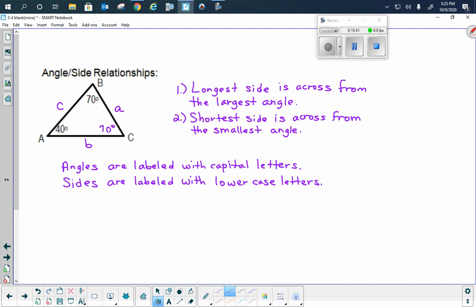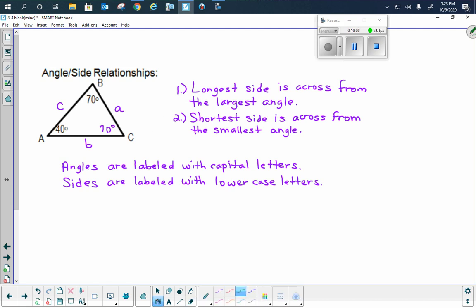So now what if I ask you for sides? Well, if I ask you for the shortest side, I hope you're going to tell me the shortest side is across from the smallest angle. So since 40 is the smallest angle, then side lowercase a is the shortest side. Okay. I'll get rid of that to not confuse your picture again.